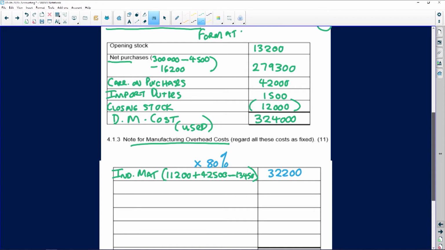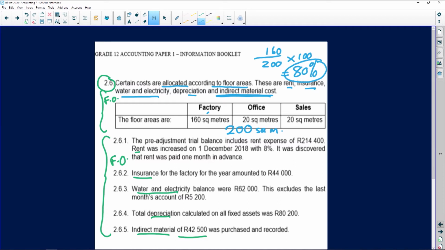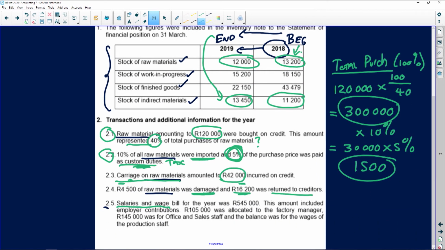Let's now move on to our other costs. Looking at the next bit of information, I'm going to look at salary and wages. The salary and wages bill for the year was 545,000. This amount includes employers' contribution. 105,000 was allocated to the factory manager, so clearly this 105,000 is indirect labor. Remember, the factory manager doesn't make the product, the factory manager will supervise, hence indirect labor. 145,000 was for office and sales staff, and the balance was the wages for the production staff. Production staff is obviously your direct labor.